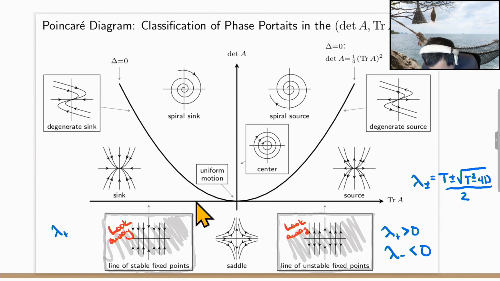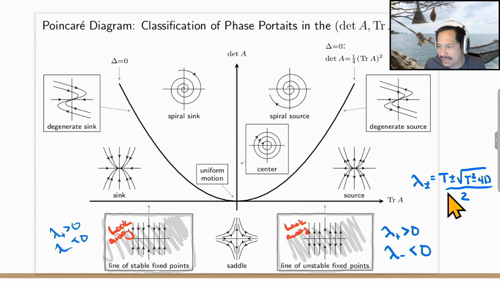goes negative. Maybe. Hold on. That's negative. I add to that something that's bigger than that. No, I'm just going to leave it. I think lambda plus goes positive. Lambda minus goes negative. Oh, yeah. Yeah, that makes sense, right?